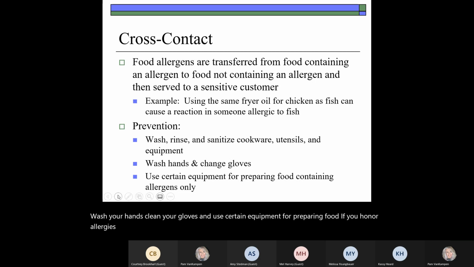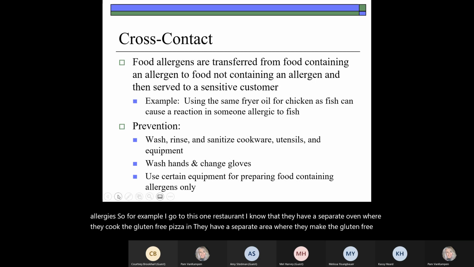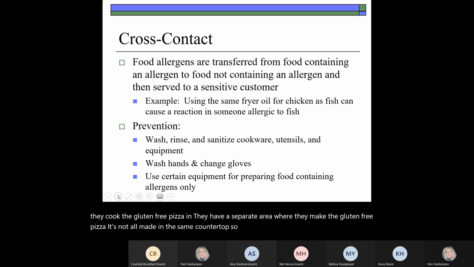So for example, I go to this one restaurant, I know that they have a separate oven where they cook the gluten-free pizza. They have a separate area where they make the gluten-free pizza. It's not all made on the same countertop. So I feel really good about eating at that restaurant.